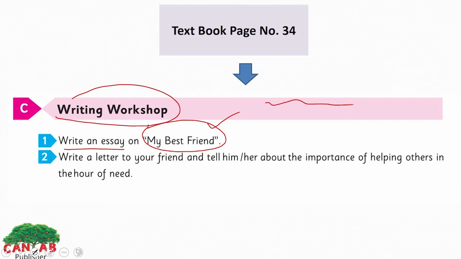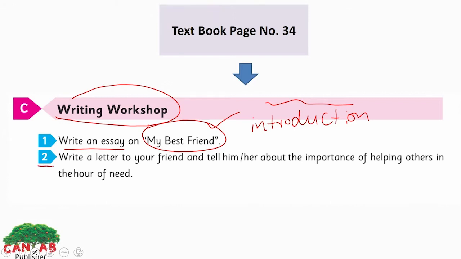First, just give an introduction of your friend, that my best friend is that person. He lives there. He reads in class 5. Or he is in your neighborhood. He may be your cousin. He may be your classmate. So you have to write all the things about your best friend and why you like him the most. You need to cover all these things in your essay.